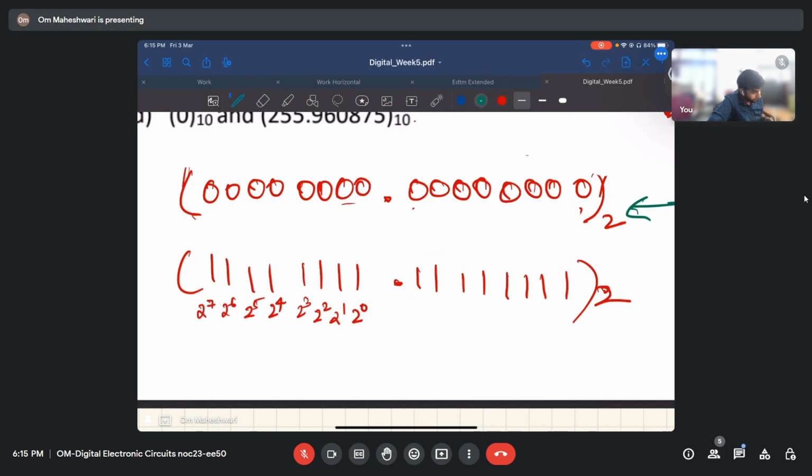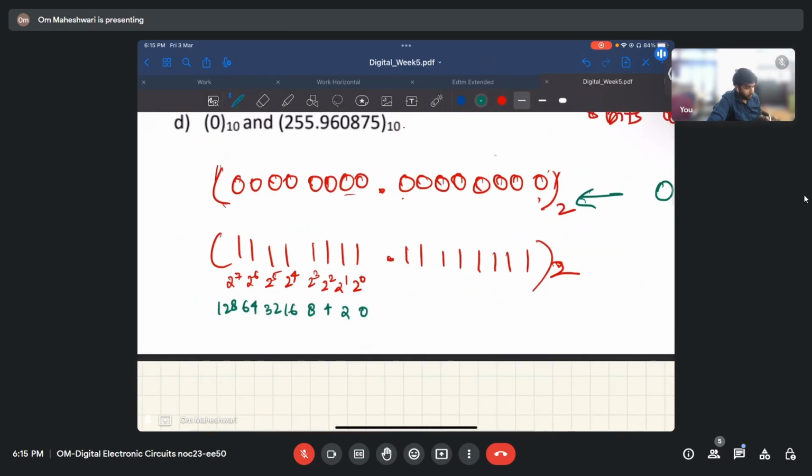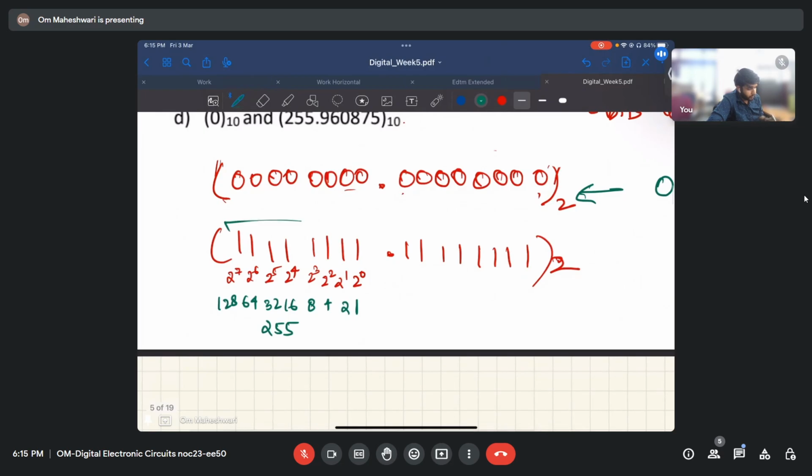This is actually 1, 2, 4, 8, 16, 32, 64, 128. So if you add all these together, what you will get is 255. Sorry, 1, not 0. So this part corresponds to 255.